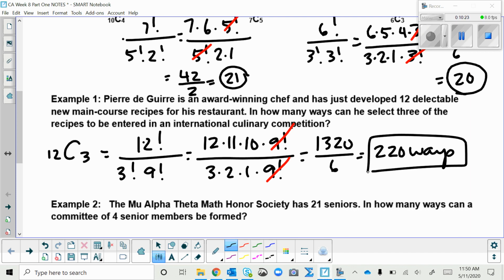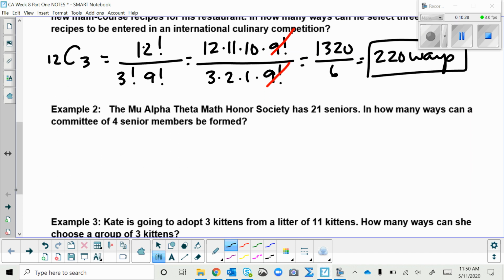I want you to pause your video and try example 2 on your own. All right, the Mu Alpha Theta Math Honor Society. By the way, I was in the Math Honor Society when I was in college. Has 21 seniors. And how many ways can a committee of 4 senior members be formed? So this is out of 21 possible, we're going to choose 4. So we just plug those into the formula.